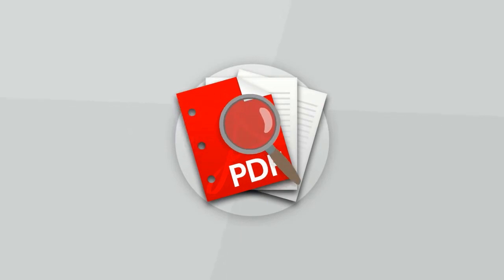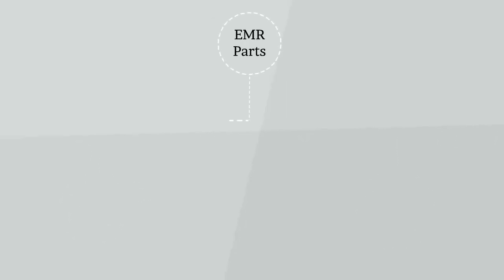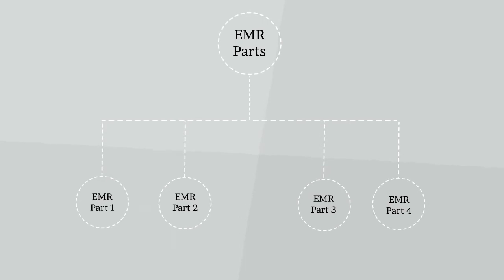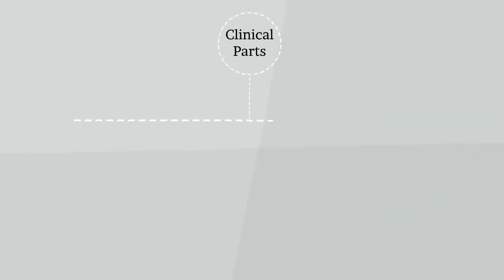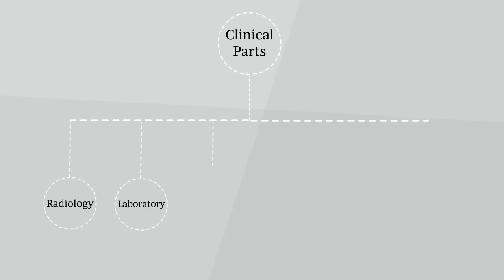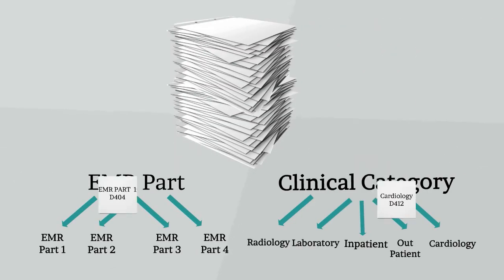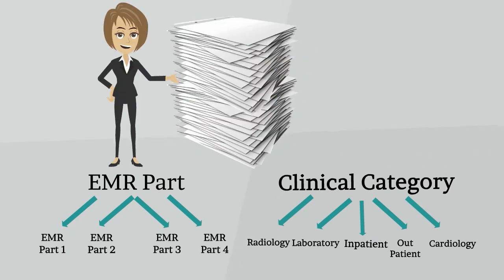The system then reads through each PDF and tries to identify patterns to categorize these documents into 2 broad categories: EMR parts, EMR Part 1, EMR Part 2, EMR Part 3, EMR Part 4. Then clinical parts: radiology, laboratory, inpatient, outpatient, cardiology, and many others. So every document will get tagged with 2 tags, one for the EMR part number and the other for the clinical category. Sometimes they will fail. The ones that fail will go into a manual queue for inspection.